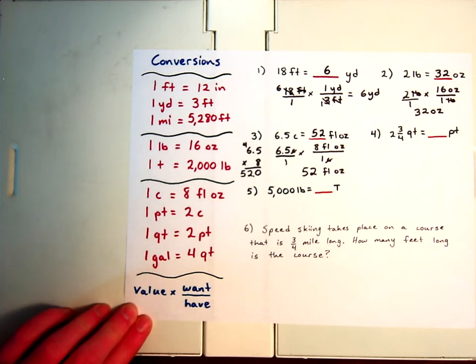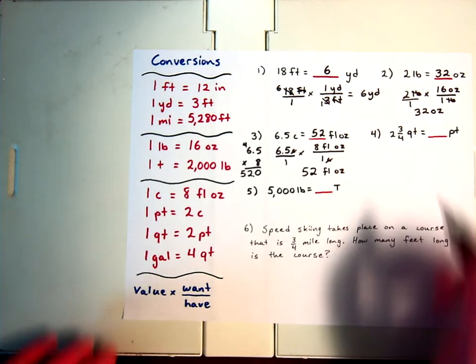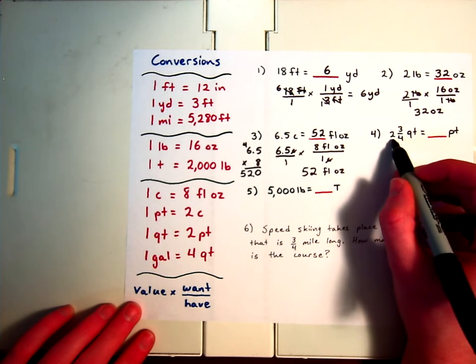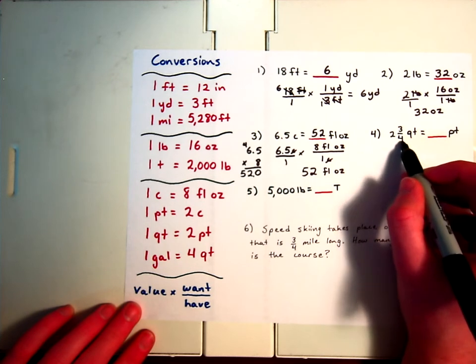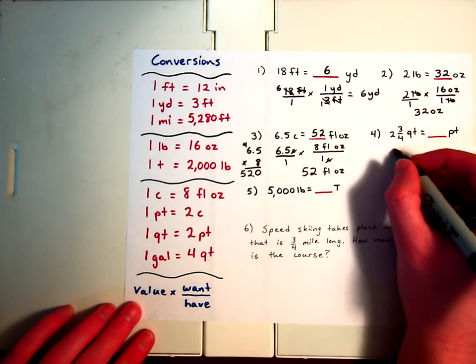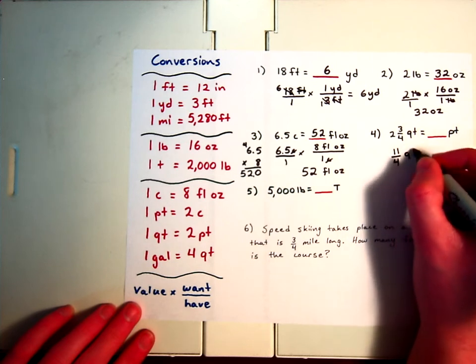For number 4, this one again could be considered a little more tricky because it has a fraction in it, but really all we're doing is we just need to multiply by that fraction. So I would want to have this as an improper fraction rather than a mixed number. So I'd do my strategy to find that. So 2 times 4 is 8, and then add that to the numerator. That makes it 11. So 11 over 4 quarts.